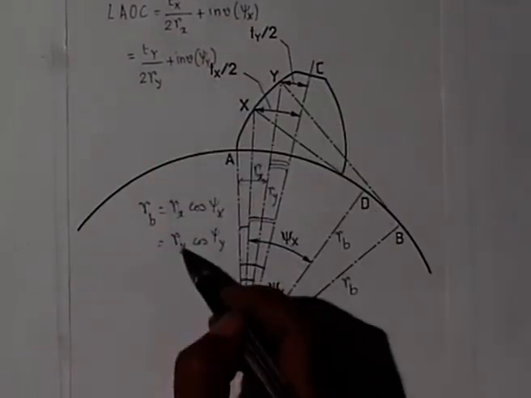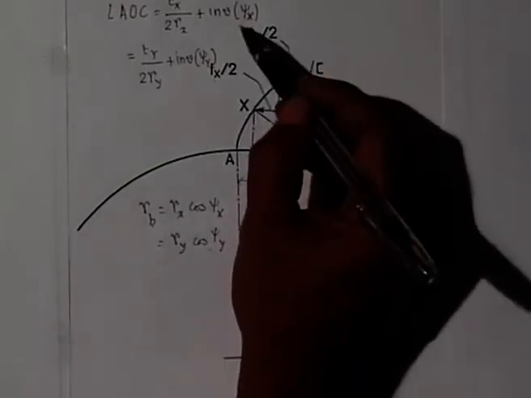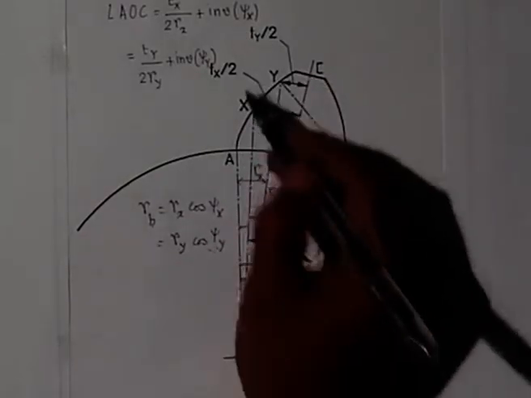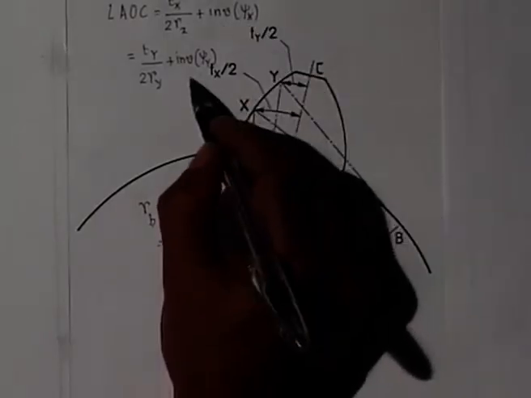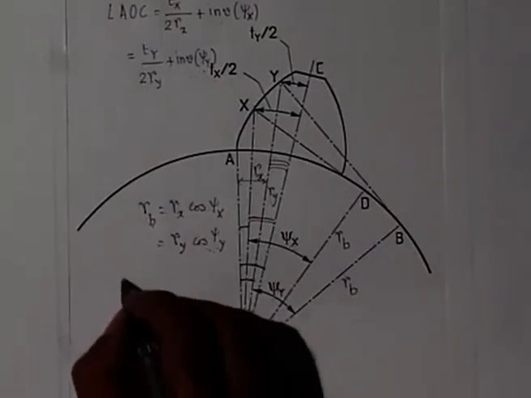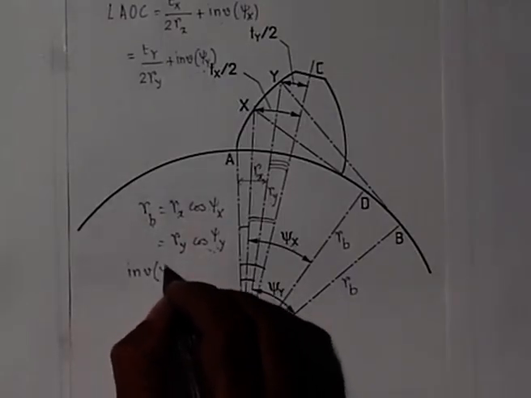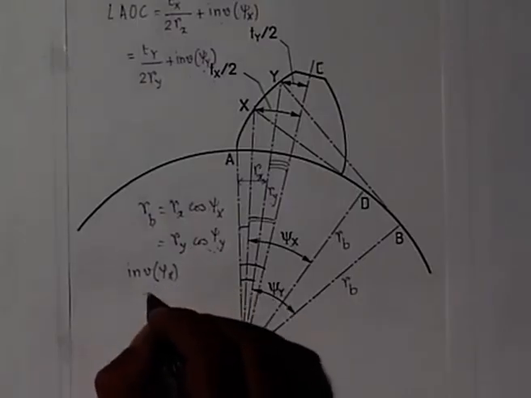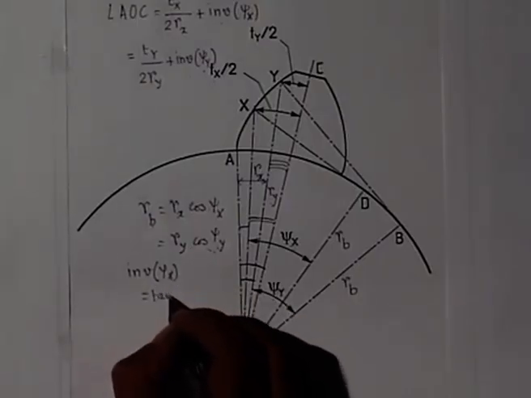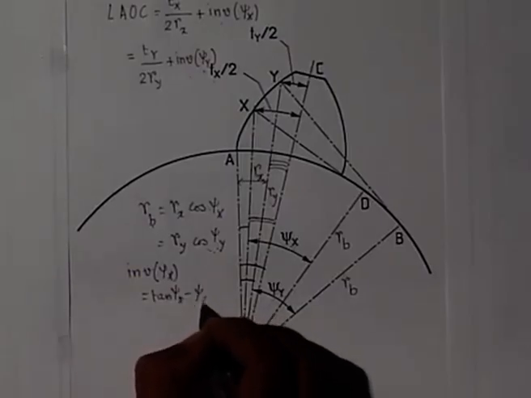So, if Rx and Ry are given, I can find psi x and psi y from this relation. Once psi x and psi y are known, I can find involute of psi x and involute of psi y, because involute function is tan minus the angle. Involute function of any angle psi x is tan of psi x minus psi x. Of course, psi x must be measured in radian.